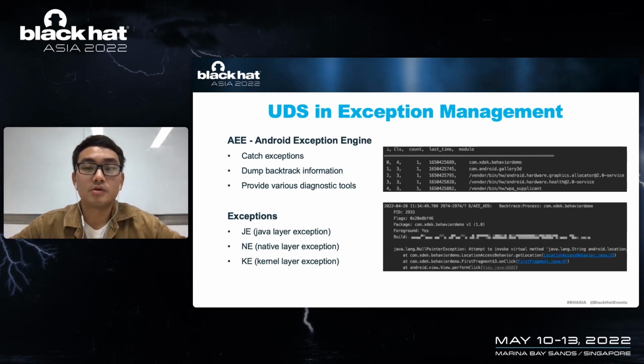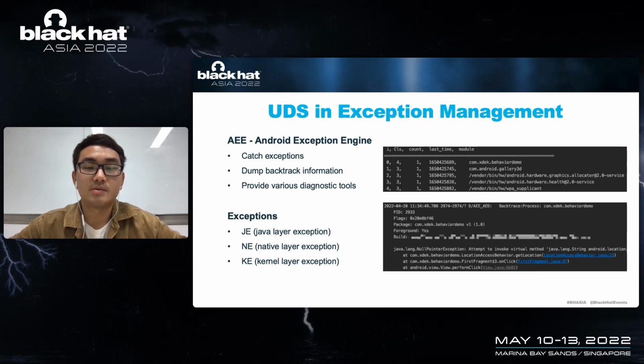Exception management tools also use a lot of Unix domain sockets. In AOSP, tombstoned and the system server all use the UDS to receive exception information, but our focus today is not on them. Many vendors would develop additional tools to enhance the existing exception system, such as AEE, Android Exception Engine. AEE is a powerful tool.